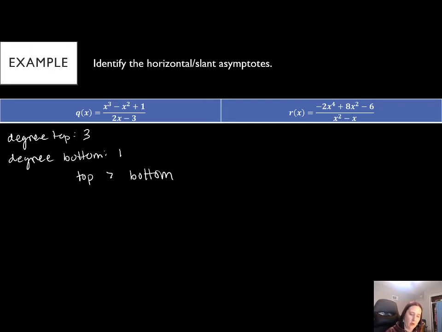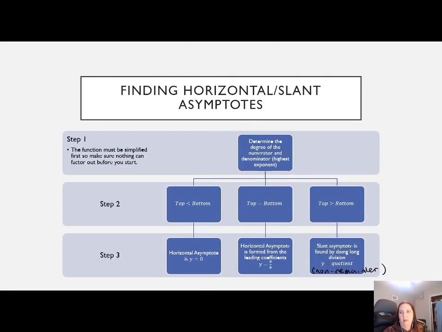So we can go straight to the degree of the top, which is the highest exponent, 3. And then the degree of the bottom is 1 because it's linear. But it does have an x, so that's going to be 1. So our top is greater than the bottom. So if I go back to that decision tree that I have, when the top is greater than the bottom, a slant asymptote is found by doing a long division. And then your answer is y equals the part that's not the remainder.